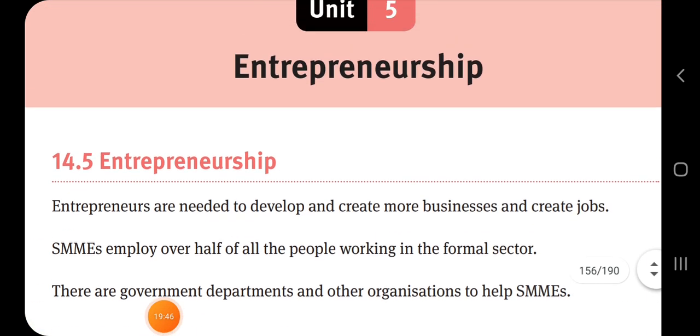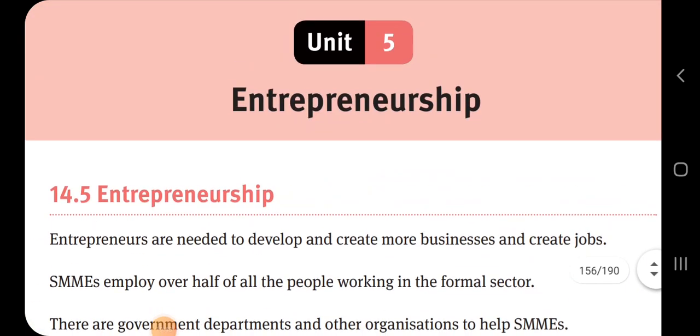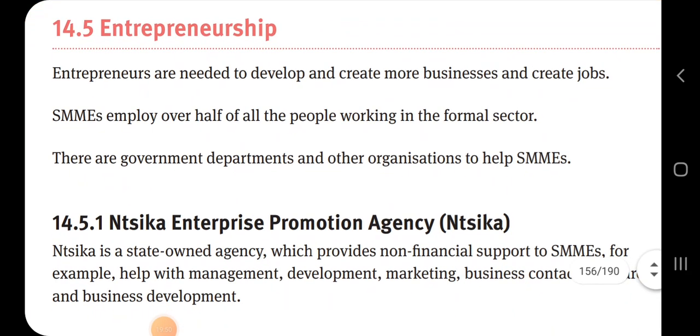No, we are not done. We need to look at, sorry about that, entrepreneurship. So entrepreneurs, how the government has helped with regards to entrepreneurship. Entrepreneurs are needed to develop and create more businesses and create jobs. SMMEs employ over half of all the people working in the formal sector. So there are government departments and other organizations to help SMMEs.